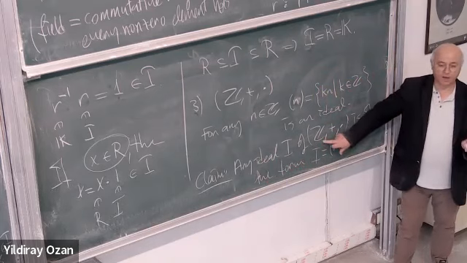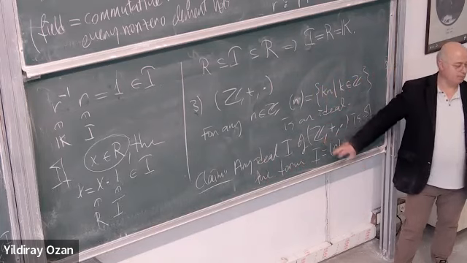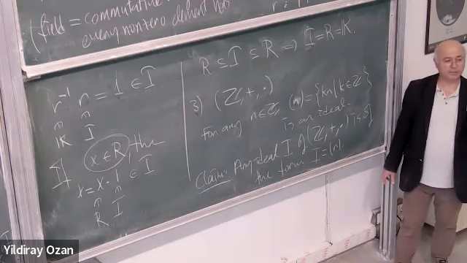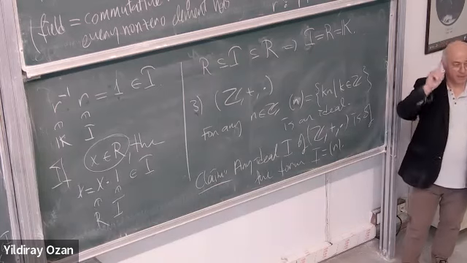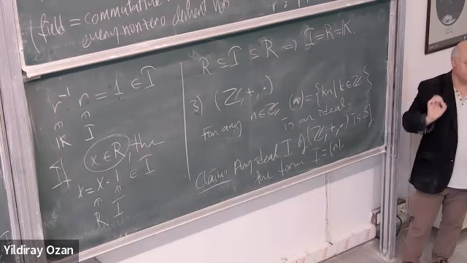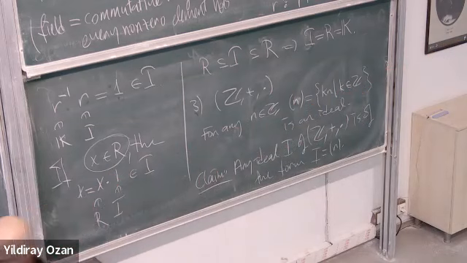That's the reason why we call Z a principal ideal domain, meaning that every ideal is principal. So every ideal is generated by a single element. Okay? And why is that?